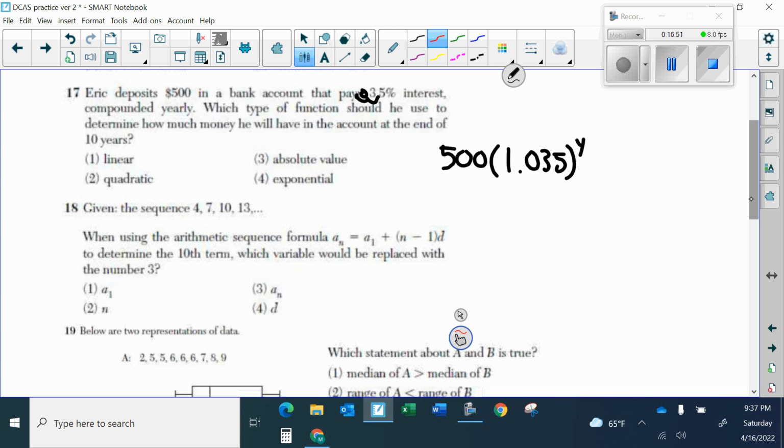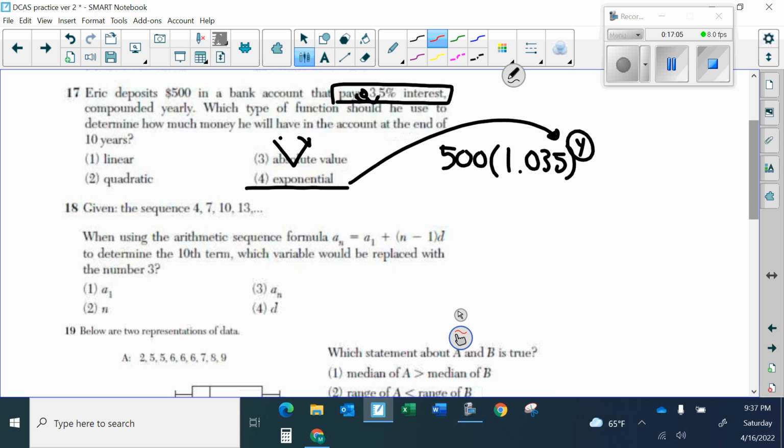But whenever you think about interest, it's always going to be an exponential. Notice our variable is in the exponent, which is why it's called an exponential. It's not an absolute value. Remember, an absolute value graph is just a V. It has nothing to do with money at all. Linear, it's only going up the exact same amount each year. This is not going up the same amount each year. And it's not a quadratic. The exponent is not 2. It's y.